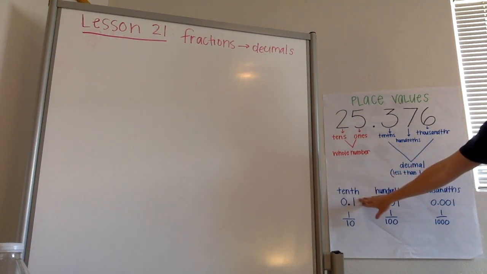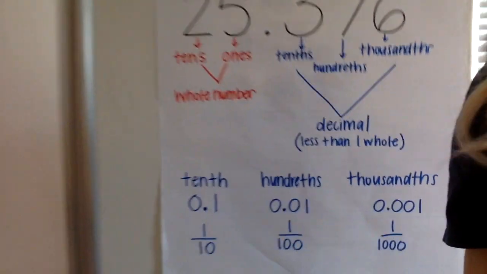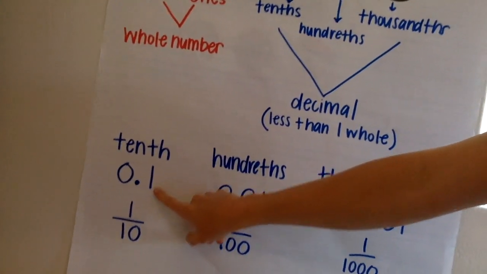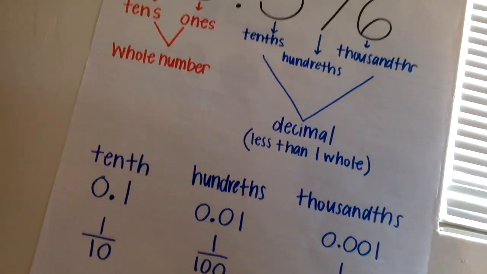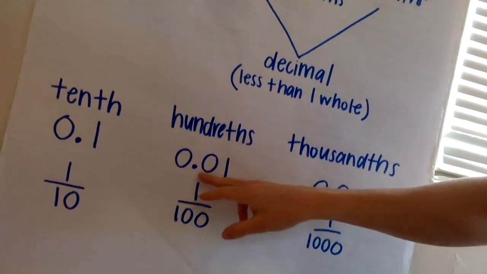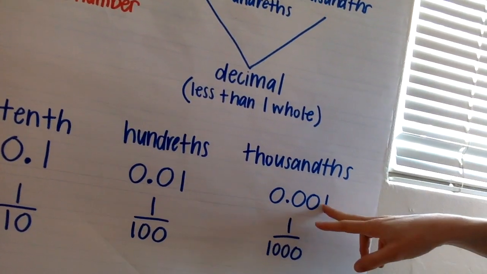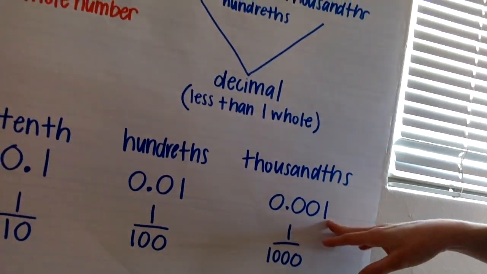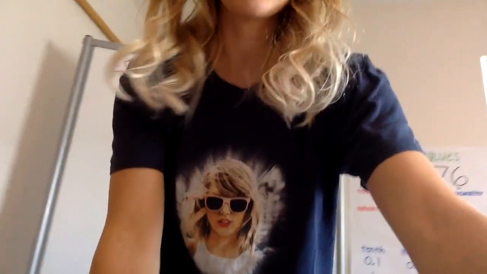When we look at the tenths place, I'm actually going to zoom you in a little bit here. The tenths place is the first place of the decimal, and it's 1/10, so the fraction version would be 1/10. The hundredths place is the second place of the decimal, and the fraction would be 1/100. The thousandths place is the third spot in the decimal, and the fraction would be 1/1000. So you guys already know that. That should make perfect sense to you.